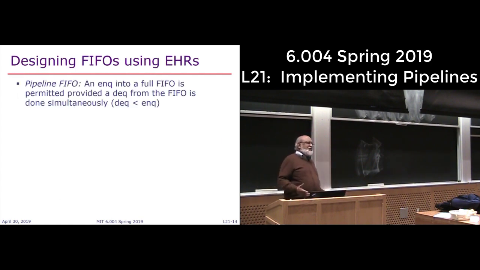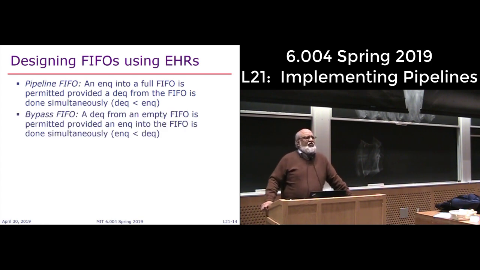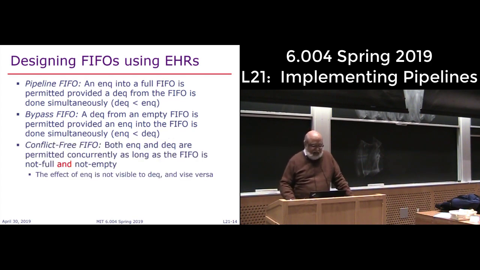Now, let's have fun. We have this powerful element, the EHR, and we can design wonderful things using it. I'm going to design a variety of FIFOs for you. Here is a pipeline FIFO. An NQ into a full FIFO is permitted provided DQ from the FIFO is done simultaneously. It is called a pipeline FIFO because it's used in pipelines. Then there is a bypass FIFO. In the bypass FIFO you can actually DQ from an empty queue provided somebody is NQing at the same time. It just flies through the FIFO. So that's a bypass FIFO.